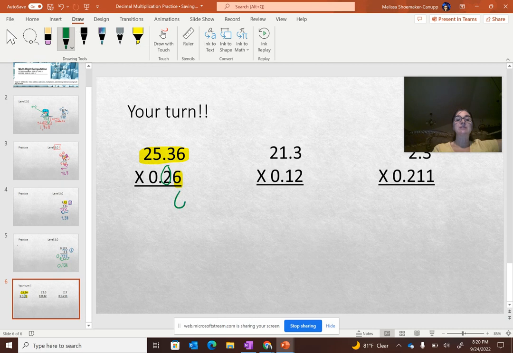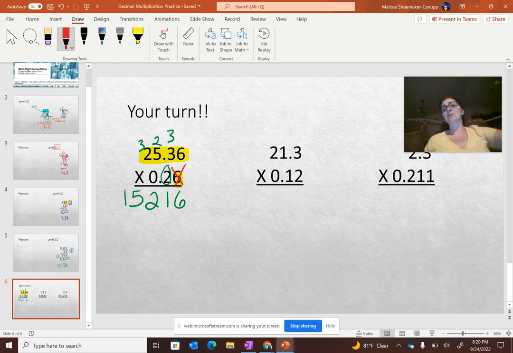So 6 times 6 is 36. 6 times 3 is 18, 19, 20, 21. Added the 3. 6 times 5 is 30, plus the 2 is 32. 6 times 2 is 12, plus the 3 is 15. Now, we're done with that, but remember, I'm ignoring the decimal right now, by the way. I forgot to say that. I don't care about the decimals. If it helps you to rewrite the problem without the decimals, you can do that.